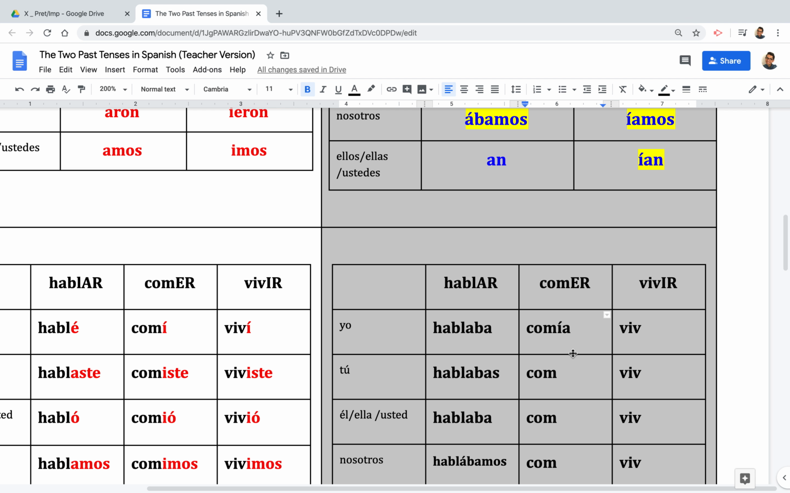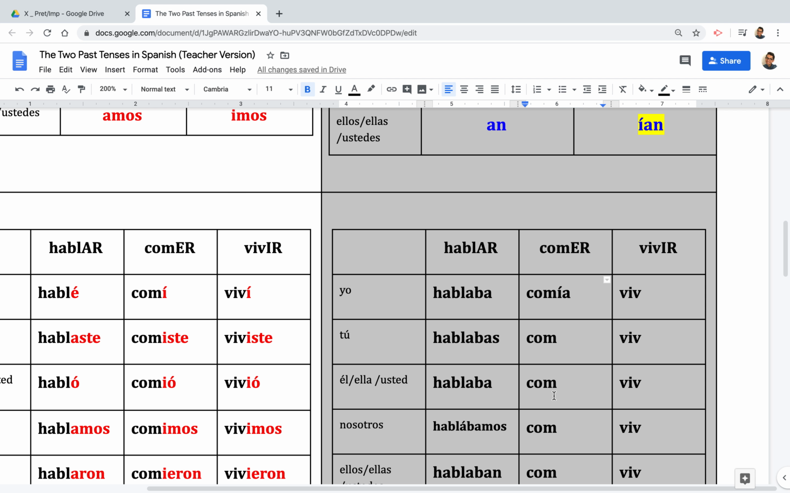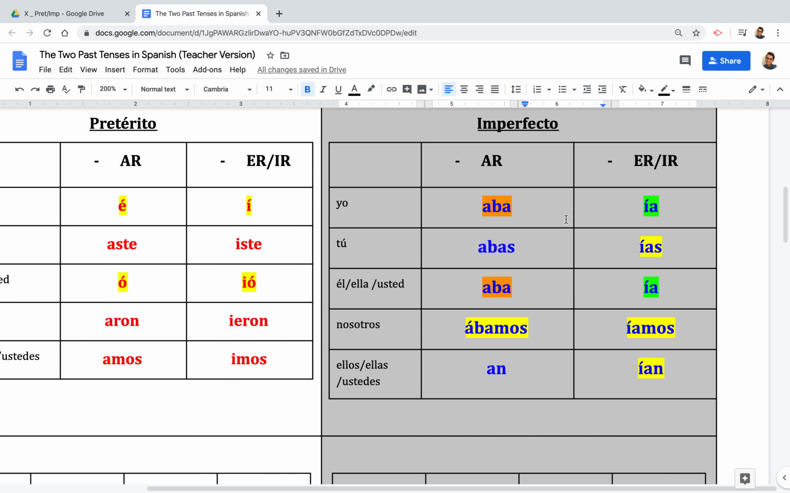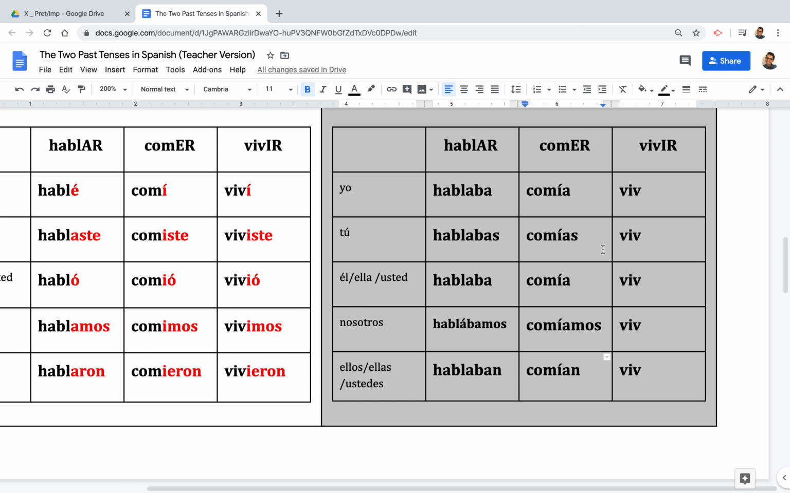I'm going to do this process with all the other persons for this verb, and it's going to look very repetitive to what we did before. So it's going to be tú comías, él, ella, usted comía, nosotros comíamos. Please make sure that you are noticing the accents. Ellos, ellas, ustedes comían. And I look at my endings, I look at my cheat sheet, they should match, right? My endings are the same.